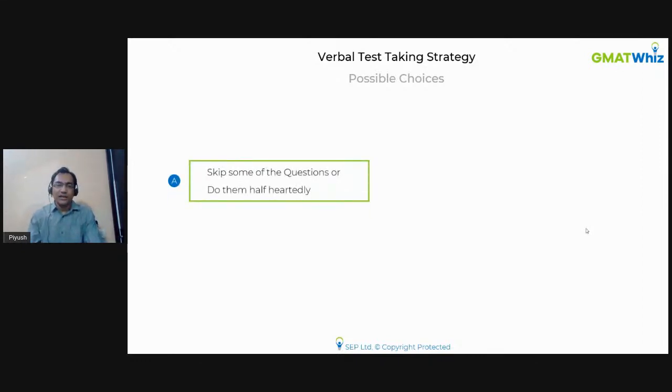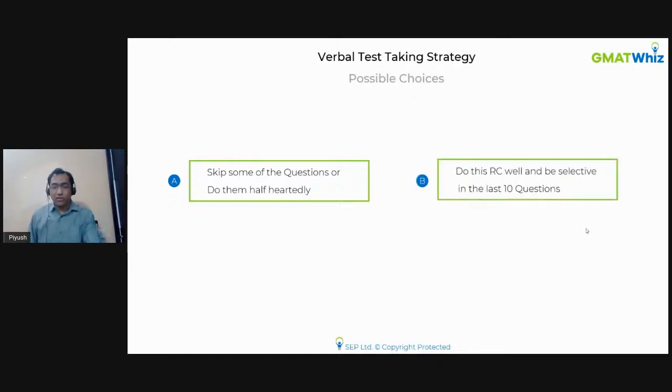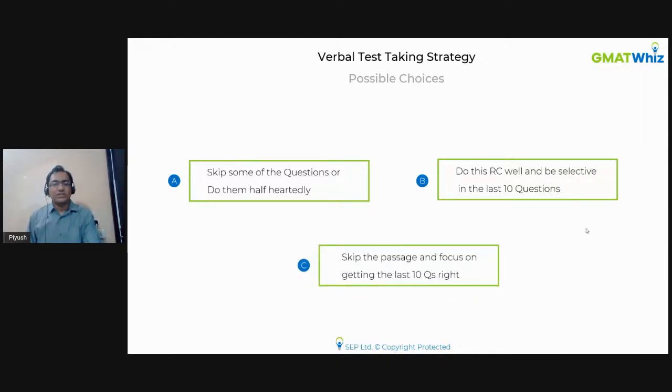The first choice was that I just skim through the passage, skip some of the questions, finally take just one or two questions which are easy, and probably do them half-heartedly, trying to save time for the last 10 questions. The second choice was that I do this RC really well, try to get the questions right even if it requires a lot of time, and then do the last 10 questions selectively, picking some of them. The third choice was to skip the passage and focus on getting the last 10 questions right, because it is important to complete the test as well. So I might as well skip the passage and just focus on the last 10 questions.